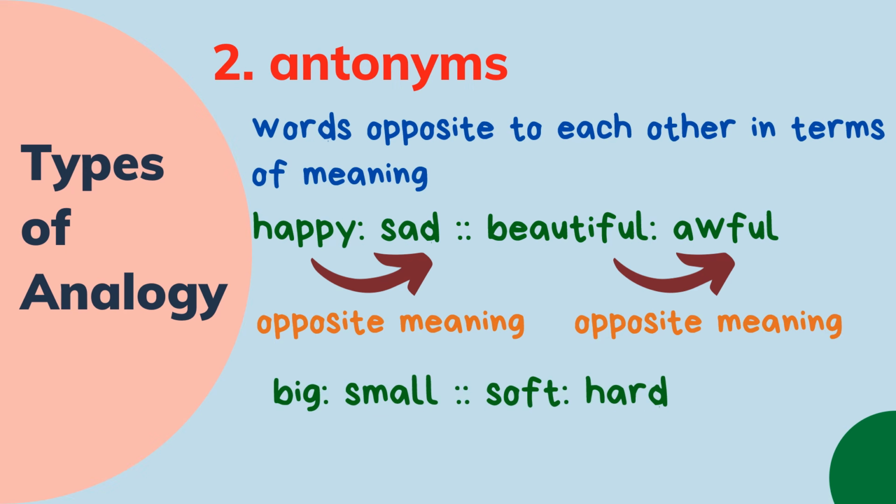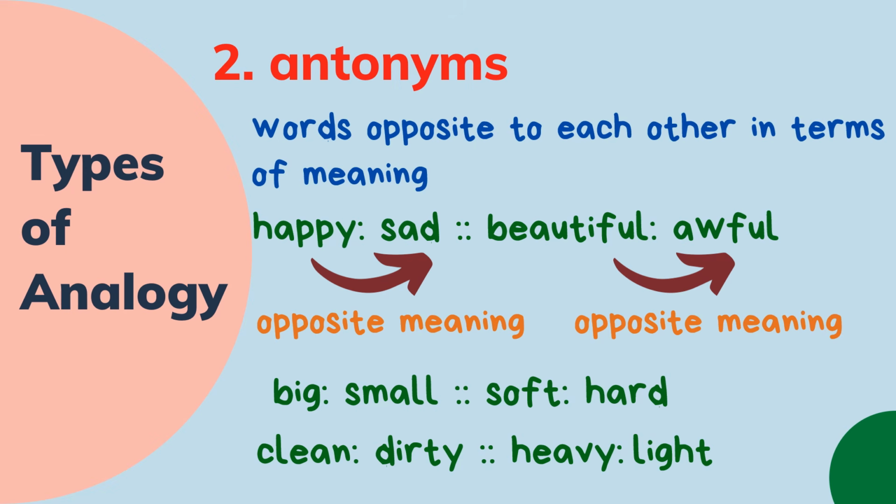Another example is big is to small, as soft is to hard. Big and small are antonyms, as well as soft and hard. How about this? Clean is to dirty, as heavy is to... What do you think is the answer? That's right. It is light.